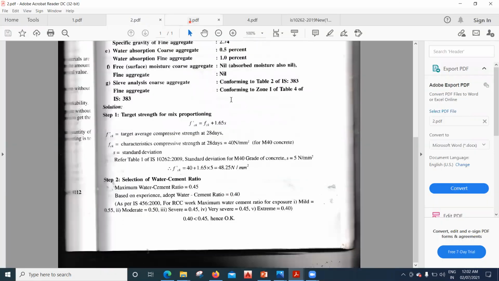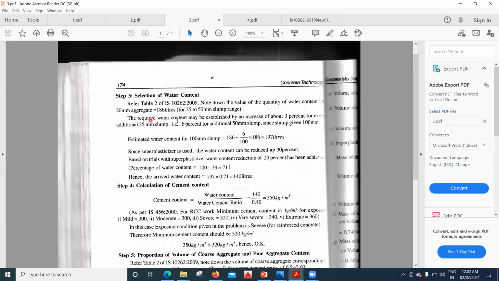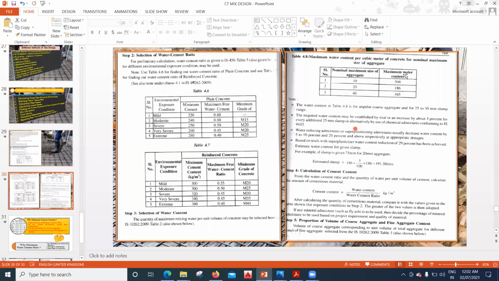Yeah. So you can see here the required water content they have taken for 20 mm aggregate is 186 liters, right? But another thing we need to understand here, which I already explained: this table they have prepared is for only 50 mm slump. Okay, they have standardized this table, and it is written here. The water content in this table of 4.8 is for angular coarse aggregate. That is, if you're using an angular coarse aggregate and if your slump is up to 50 mm, you can make use of this table.